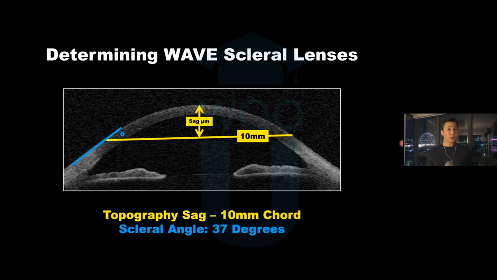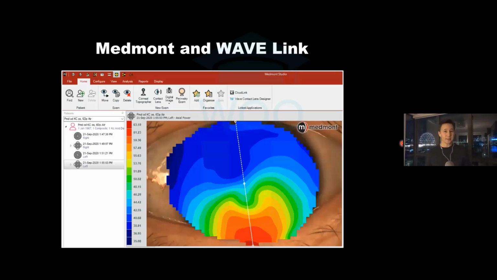So in other words, when you take ocular coherence tomography on a large cohort of both normal eyes and keratoconic eyes, they come up pretty close to a 37-degree angle. So this is a really good starting point with the WAVE software when you want to build a scleral lens. So again, let's take our map that we're comfortable with.